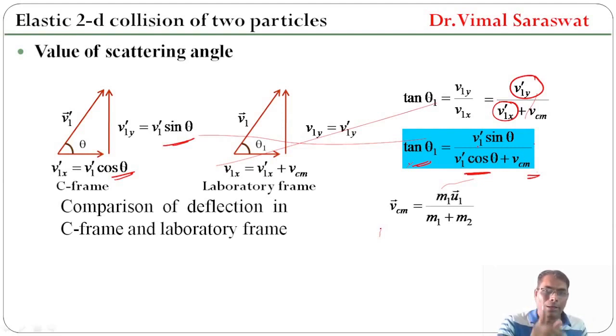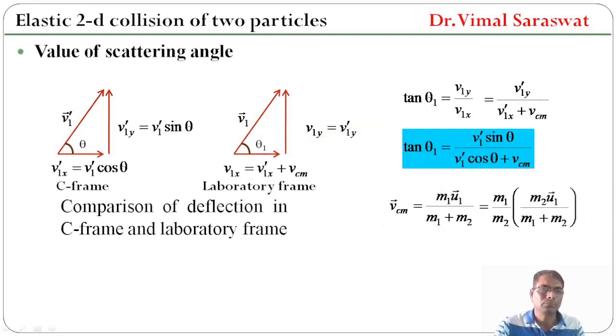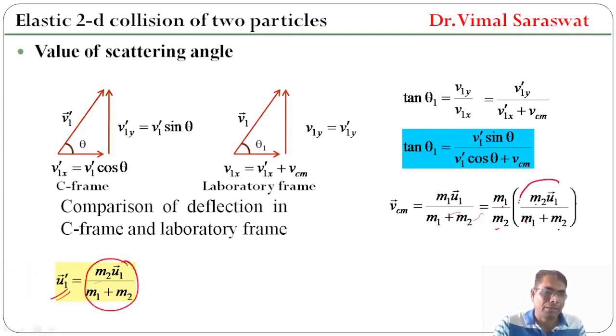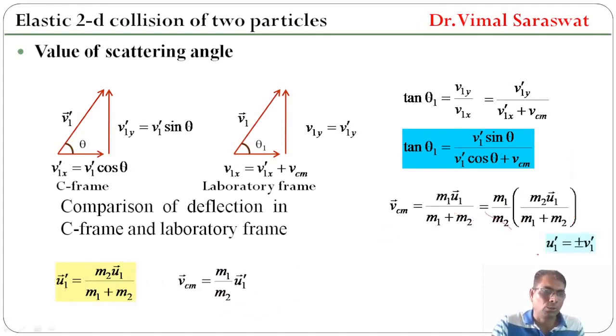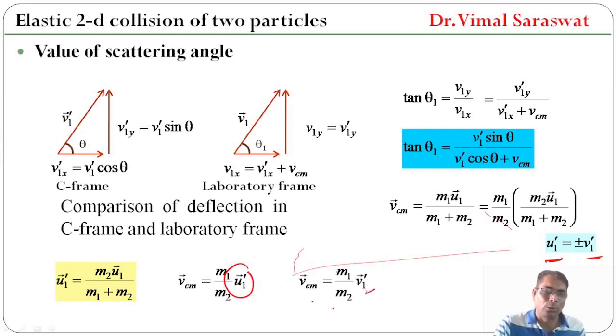Also, the velocity of the center of mass vcm equals m1 u1 upon m1 plus m2. Now we multiply and divide the right hand side by m2. So vcm equals m1 upon m2 into m2 u1 upon m1 plus m2, and m2 u1 upon m1 plus m2 is u1 dash. So we replace this value by u1 dash. So vcm equals m1 upon m2 into u1 dash. Also u1 dash equals plus minus v1 dash, so we replace u1 dash with v1 dash. So vcm equals m1 upon m2 into v1 dash.